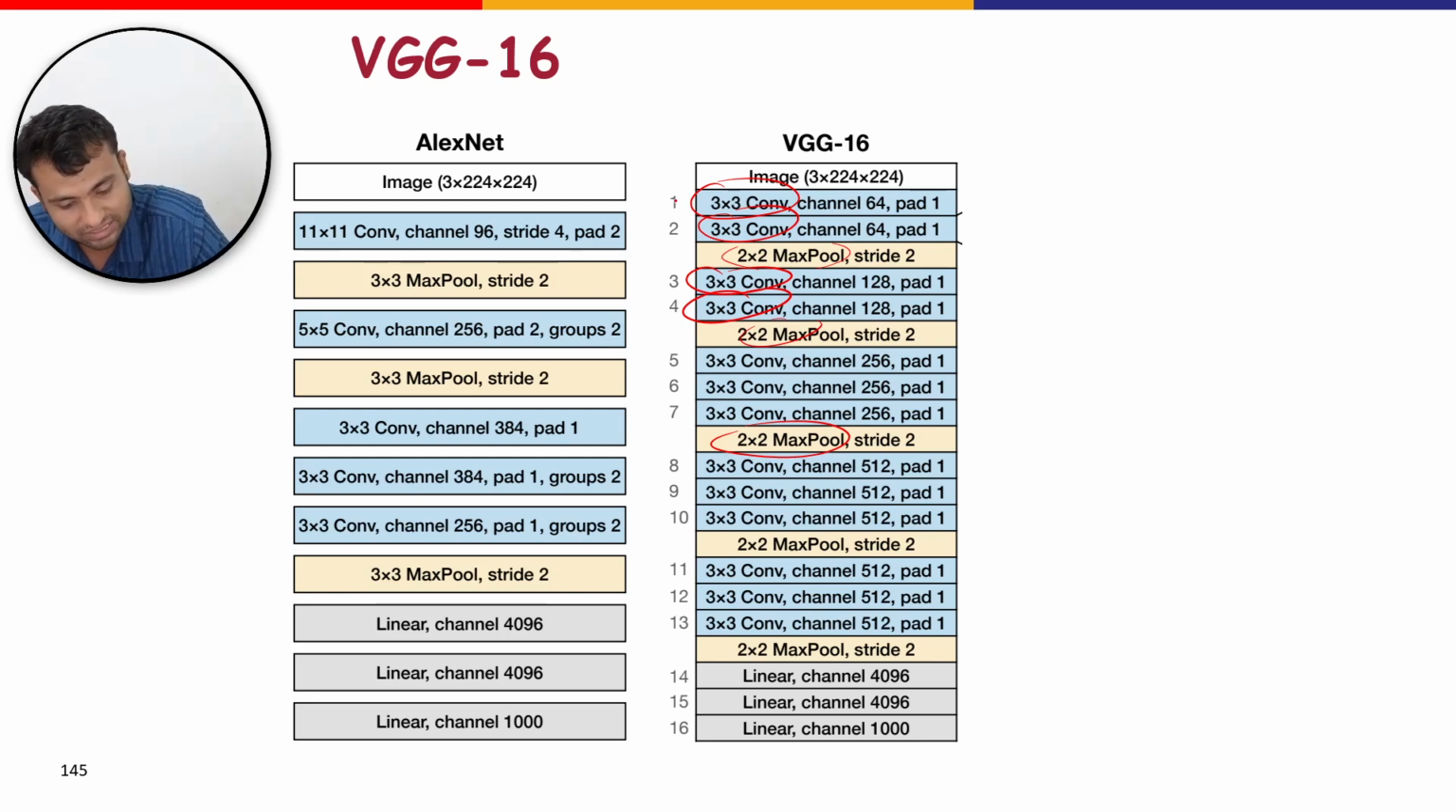Since there were 16 layers, you can count 1, 2, 3, 4, 5, 6, 7, 8, 9, 10, 11, 12, 13, 14, 15, 16. There were a total of 16 layers, therefore it is called VGG16. These are the 16 layers which have trainable parameters inside them. Max pooling, as we discussed, has no trainable parameters, therefore it's not counted here. So it's a total of 16 layers.